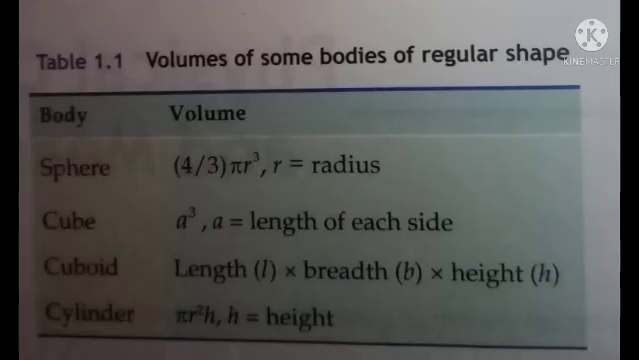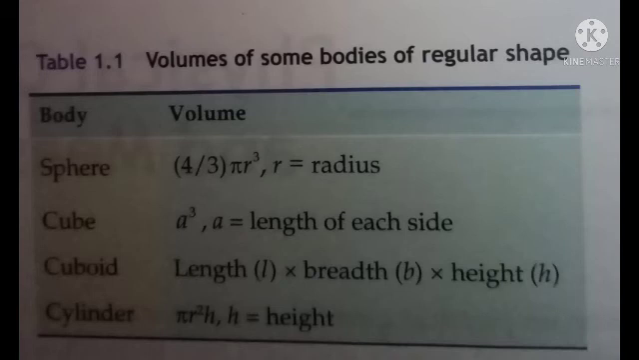Now we are going to learn how to measure the volume of solid objects with a regular geometrical shape. Regular geometrical shape means sphere, cube, cuboid and cylindrical shape, which have some regular shape. And these are the formulas used to find the volume of these regular shapes of some solid body. For a sphere, to find out the volume of the body, we use the formula 4 by 3 pi r cube. R represents radius.